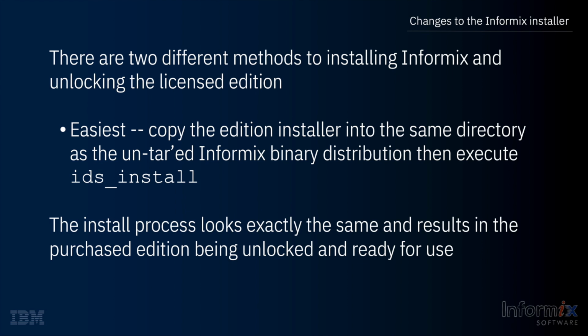The easiest and simplest way to install Informix version 14.10 is to copy the edition jar file into the Informix engine installation directory, then execute the Informix installer, IDS_install. The net result is identical to earlier Informix versions. The purchased edition is installed and ready for use.